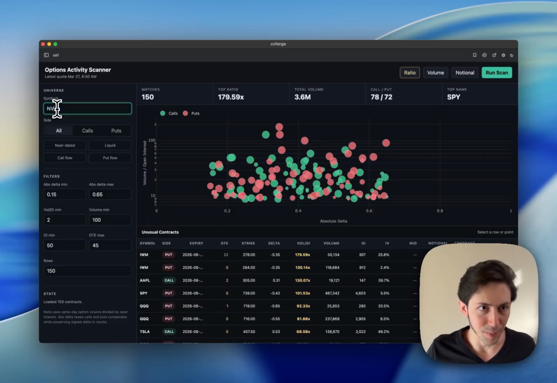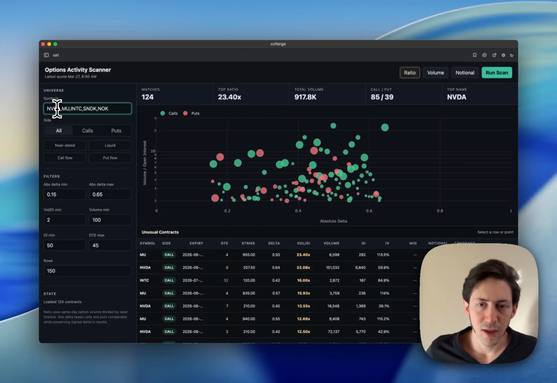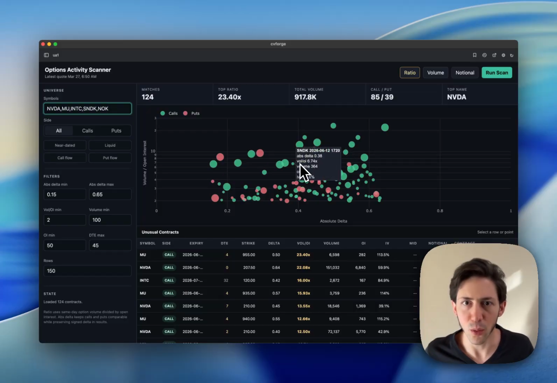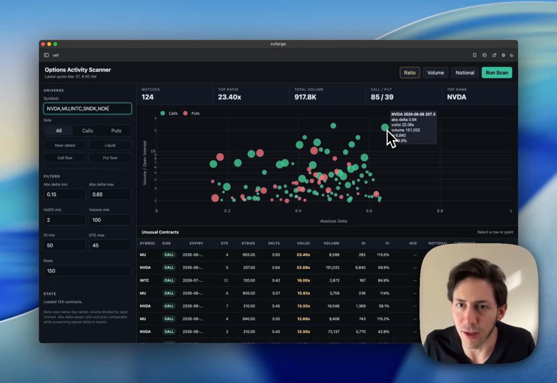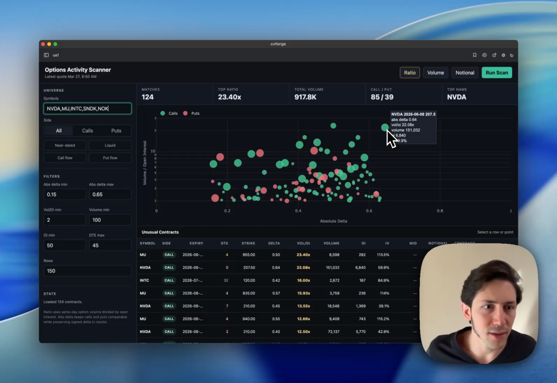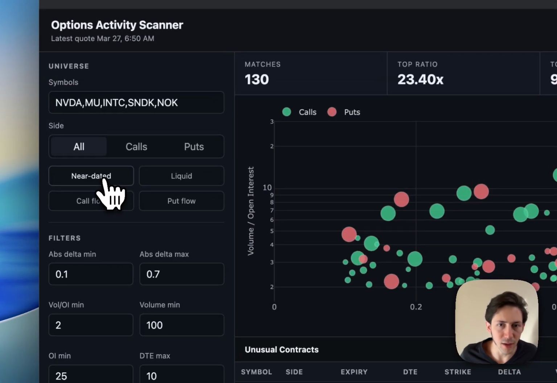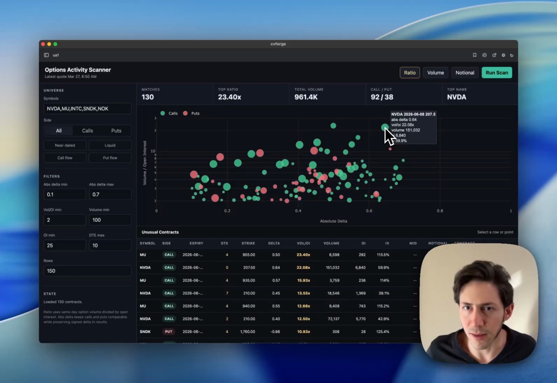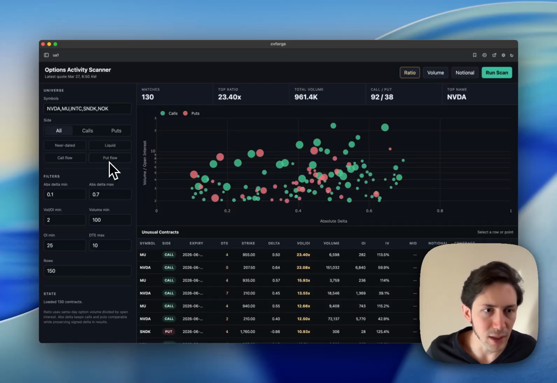So let's look at NVIDIA, MU, INTC, SNDK. Okay, so now we have this chart right here. Will we have some matches for this? What is this right here? This is an NVIDIA 2026 June 8th 0 DTE. And let's go with DTE. So here it gives us the near dated, right? This is June 6th. Let's see.